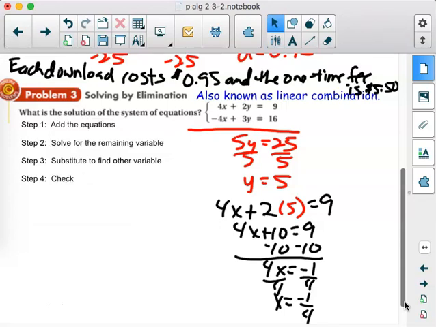Now, I know step 1 says add the equations, but we can only do that if we have opposites in either the x's or the y's. So as we get going on this, we're going to find out that sometimes we have to make that happen. Sometimes we have to make opposites. And then step 2 says solve for the remaining variable. That's going to involve substitution. We're going to have to plug it in to either of the original equations.